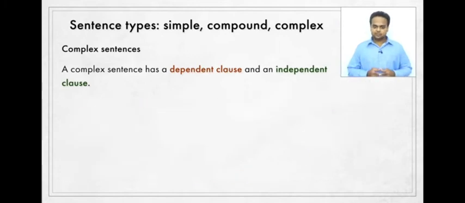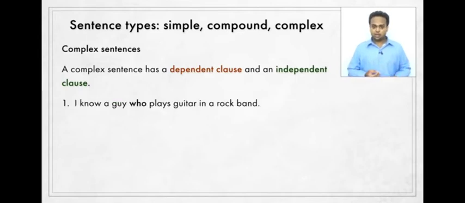There's another type of dependent clause that you need to know about, and that is the relative clause. A relative clause uses a relative pronoun like who, that, which, etc. For example, I know a guy who plays guitar in a rock band. This sentence is actually a combination of two sentences. I know a guy and he plays guitar in a rock band. Both of those are simple sentences, and we combine them using the relative pronoun who.